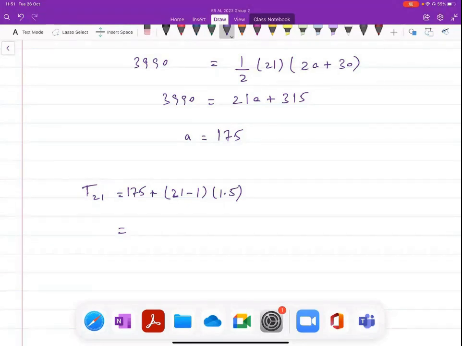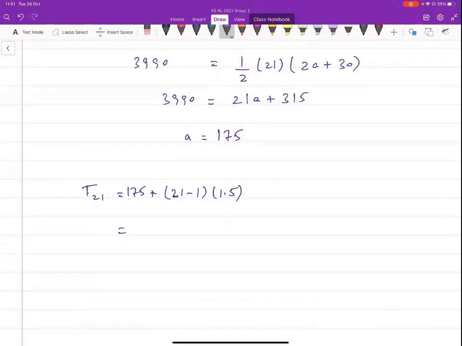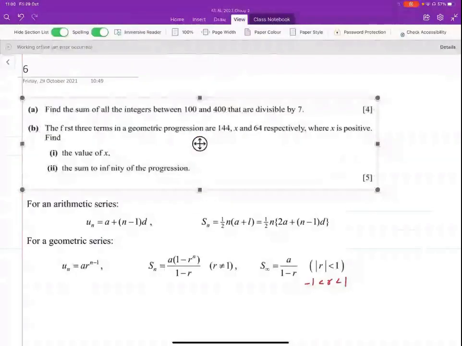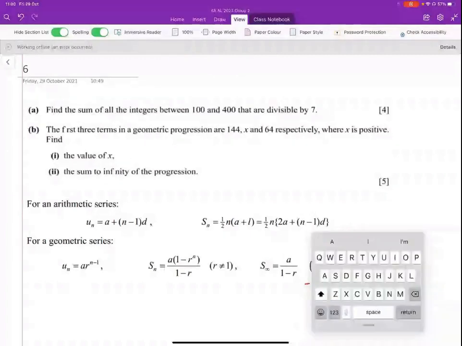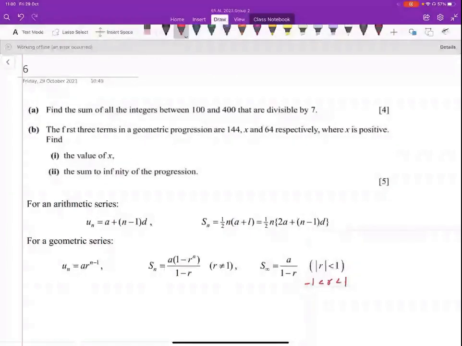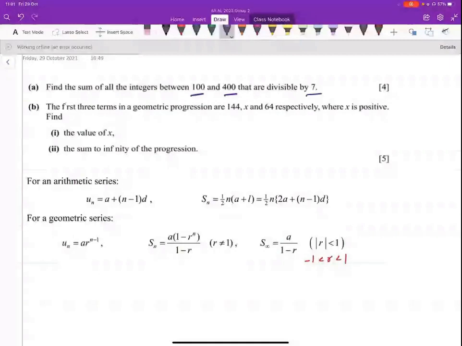Can somebody tell me the answer for this? 205. So this is 205. This is the last term. Okay. So we have to find the sum of all the integers between 100 and 400 that are divisible by 7. Sum find करना है.